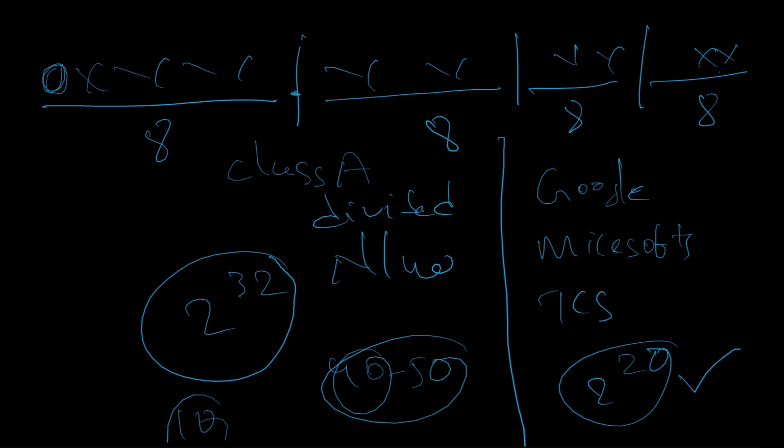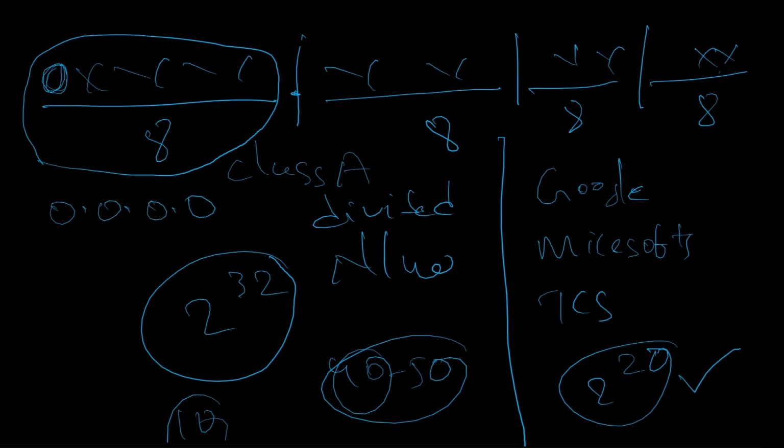As I said, the first digit of the class A IP address is 0, and for all the other bits we don't care. So the range of class A IP addresses is 0.0.0.0 to 127.255.255.255. So we are giving half of the IP addresses to class A.